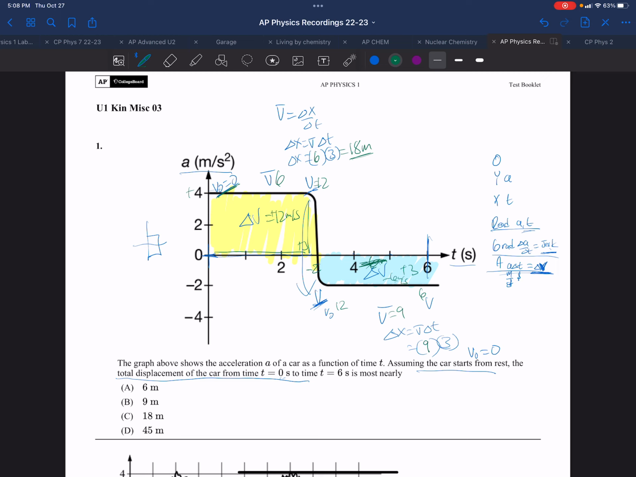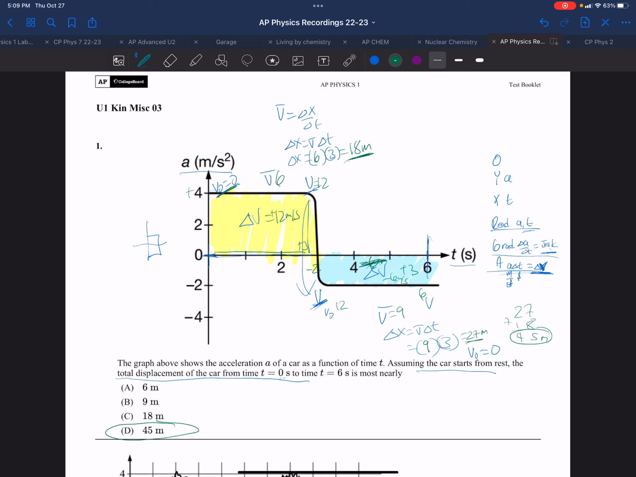And so that average velocity of 9 gives us a displacement of 27 meters. So in the first half, we traveled 18 meters. And in the second half, we traveled 27 meters. And 27 plus 18 is 45 meters.